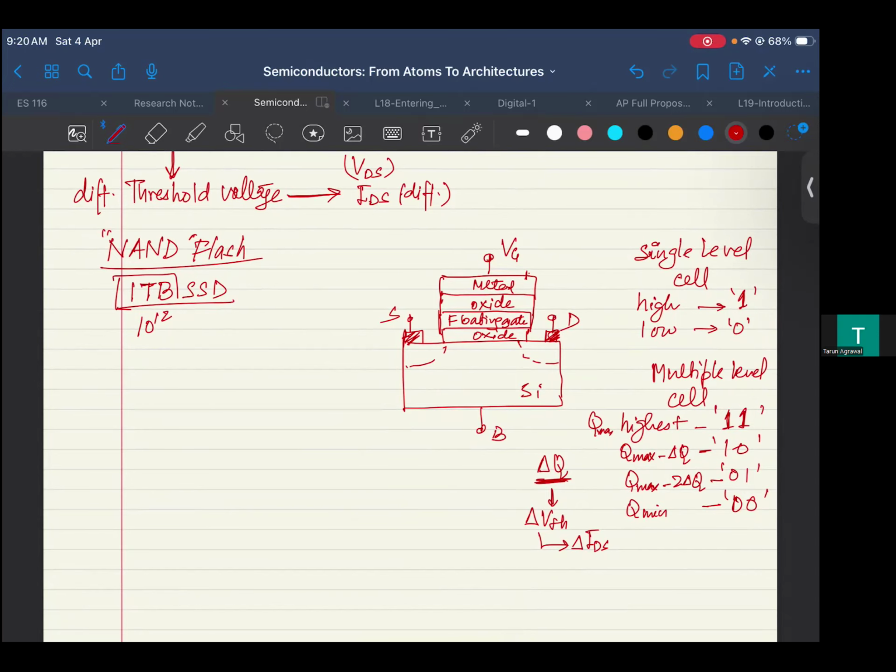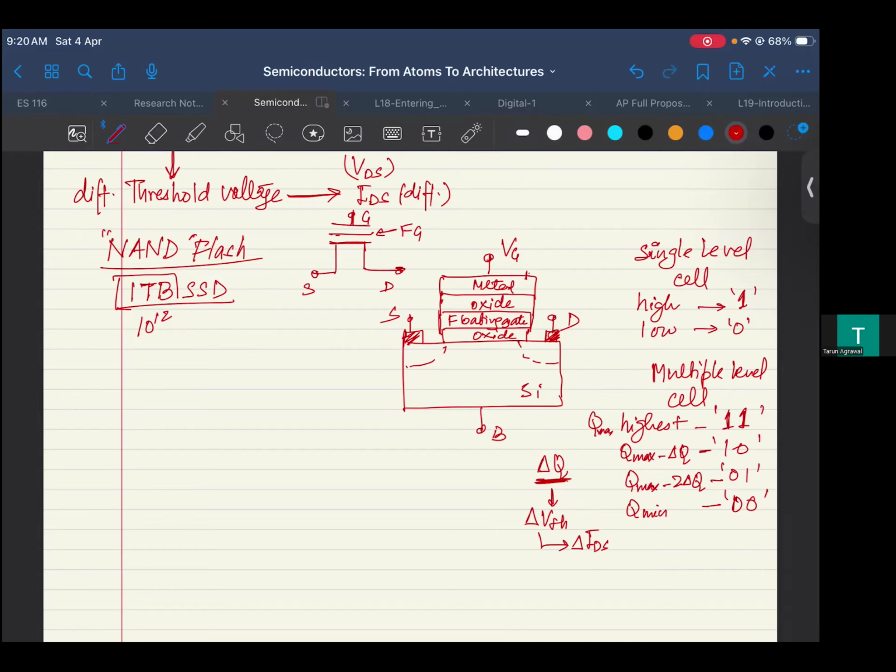So now let's go to what I mean by flash. The symbol of this transistor I can show like this, with 3 lines here, so that you know that there is another floating gate. So this can be your gate, source, drain, and this is your floating gate. So that is the cell.